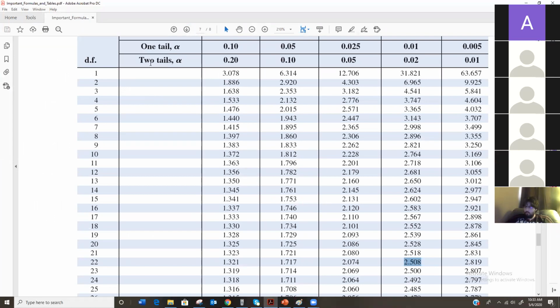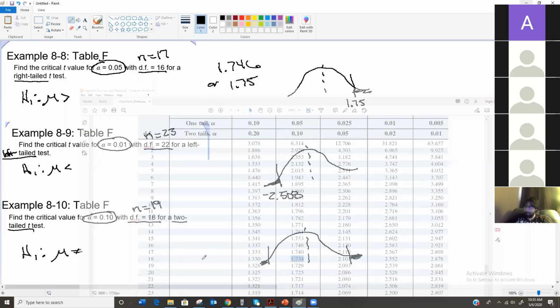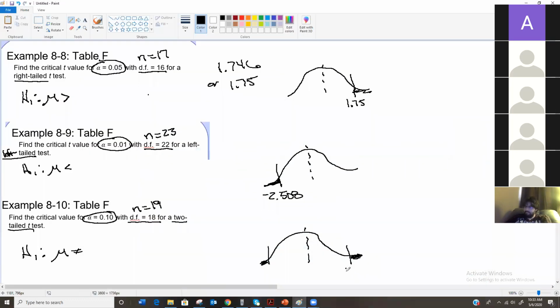Two-tailed, alpha 0.1, degrees of freedom 18. So right here. Just make sure you look at the two-tailed row before you go over to your column. So 1.734. And of course then negative 1.734.